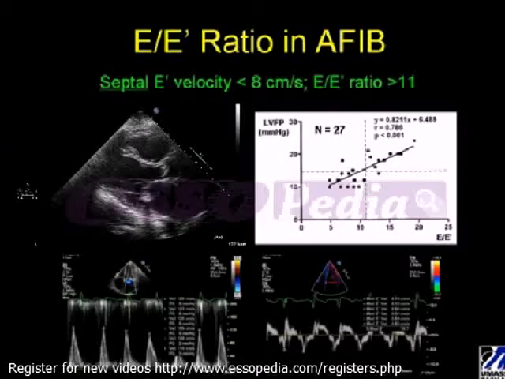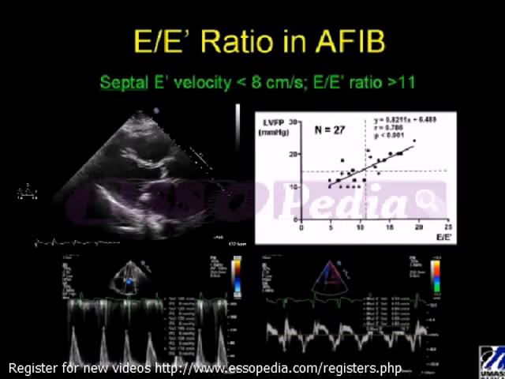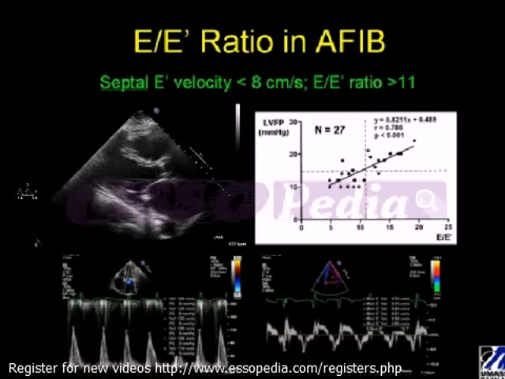This next slide discusses the estimation of filling pressures and the E to E prime ratio in patients with atrial fibrillation. Again, another disease that has little validation with filling pressures and E to E prime ratio, yet one of the most commonly sustained arrhythmias encountered in clinical practice in the echo lab. So, can we estimate LV filling pressures in patients with atrial fibrillation?